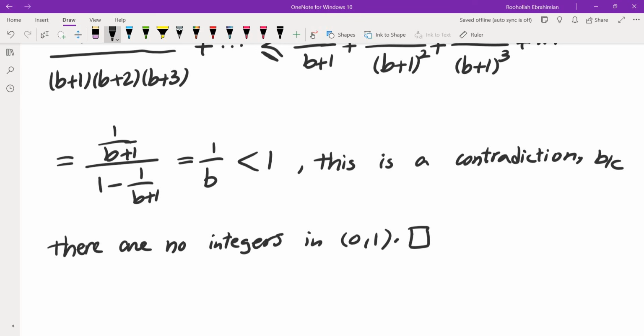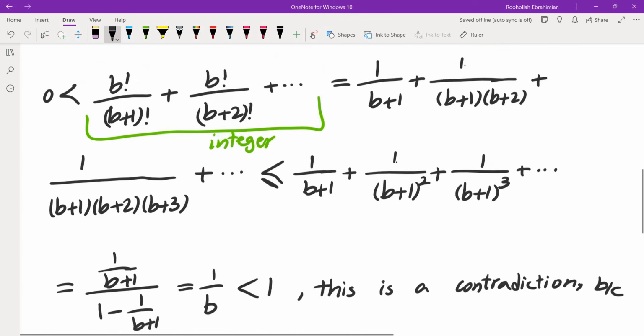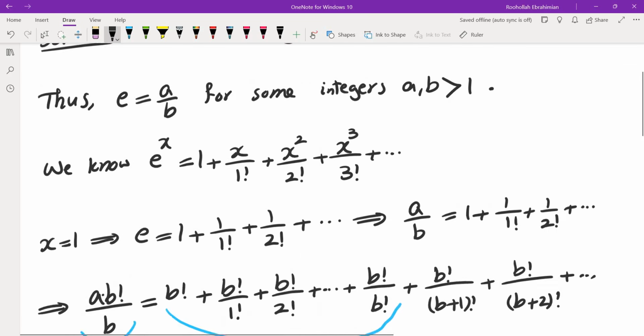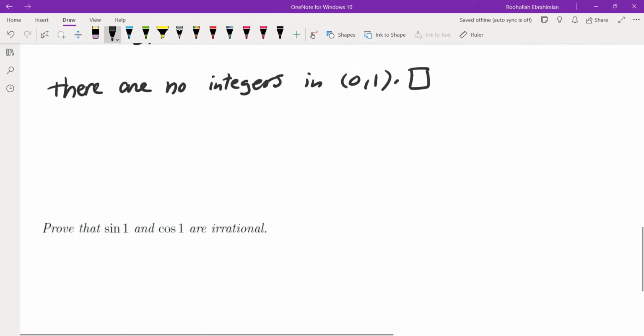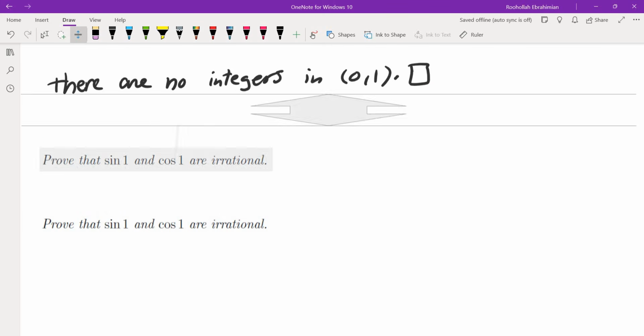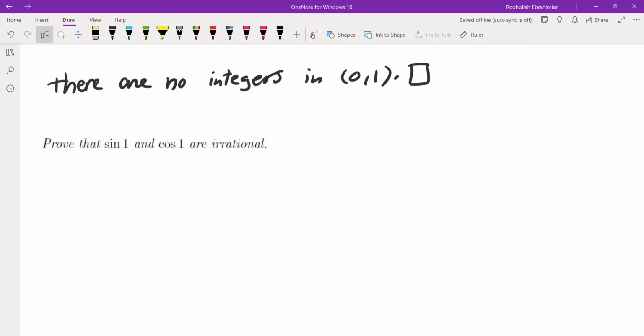This is a very standard and interesting proof for the fact that e is irrational. Now, as an exercise, try this one. Try to show sine of 1 and cosine of 1 are irrational. And you would see that you can employ a similar idea.